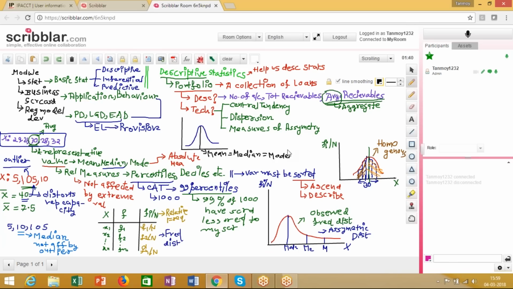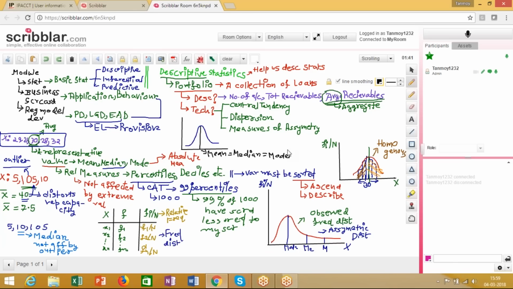So basically, the existence of a symmetric distribution means that the values of the variables are more or less homogeneous in nature. There are no heterogeneous values of the variables. Clear? Okay. So this is the relationship between the symmetricity and asymmetricity of a distribution and the measures of central tendency, right?